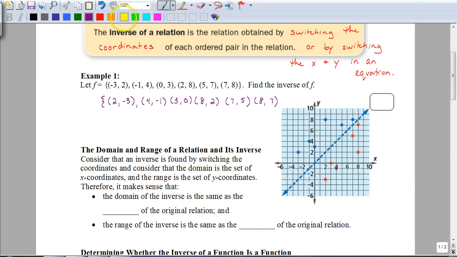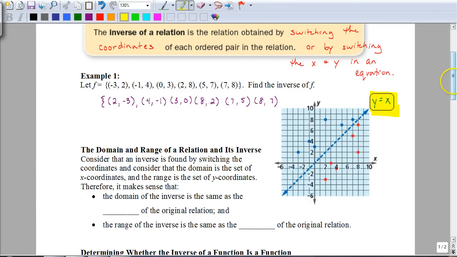This dashed line is the line y equals x. So this is super important, even though it seems minuscule. It is important to understand that all inverses are reflected over the line y equals x.